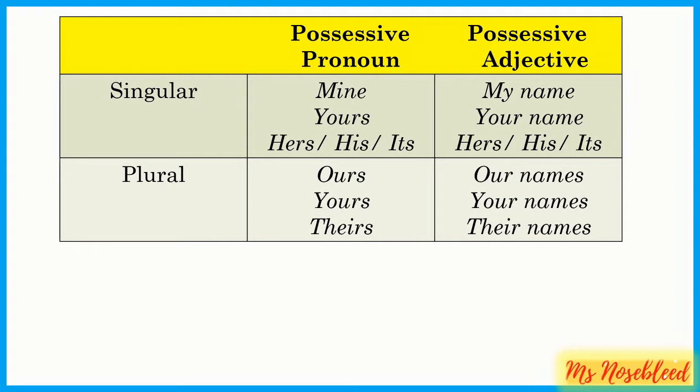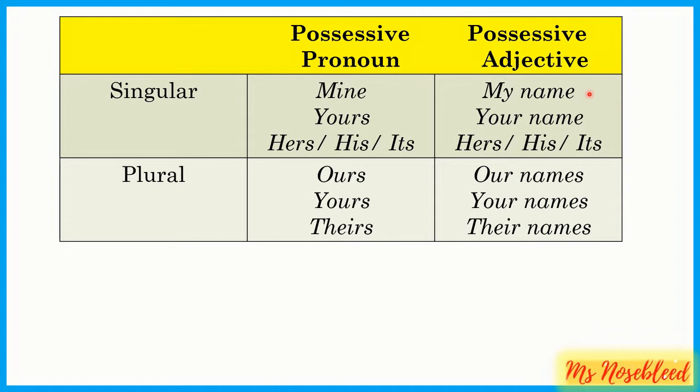Okay? The possessive pronouns are not followed immediately by a noun, so they stand alone. Okay? They stand alone. All right? And the possessive adjectives are followed immediately by nouns. Okay? And they do not stand alone. So it needs something like my name. Okay? Your name. So it's followed by a noun.